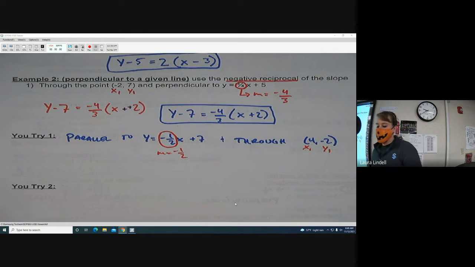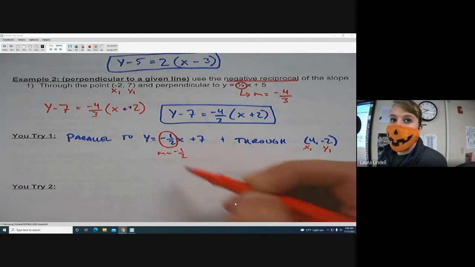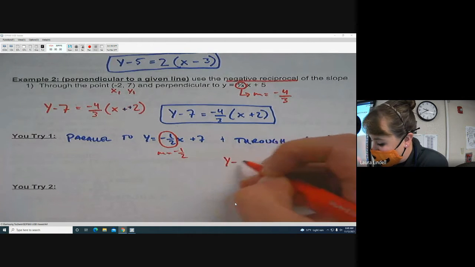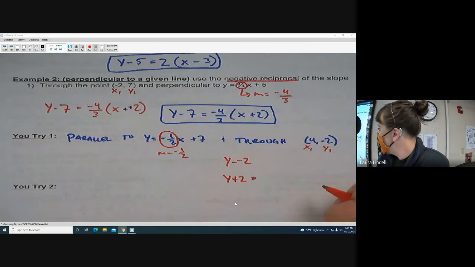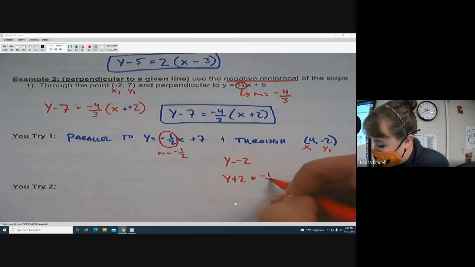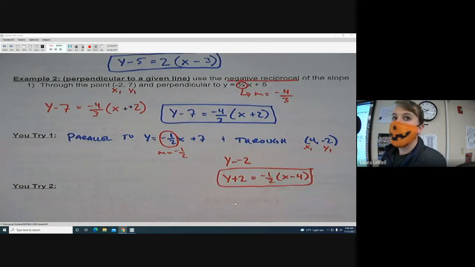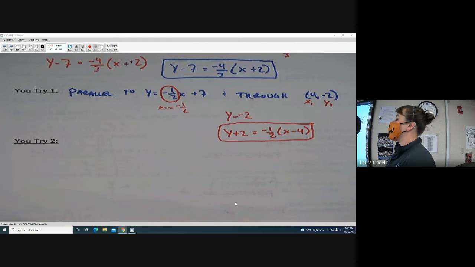All right, here we go. On this one, we should have gotten that our slope is going to stay negative 1/2. X1 is 4, Y1 is negative 2, so we get Y minus negative 2, which you can then turn into Y plus 2 if you would like, equals negative 1/2 times X minus 4. Any questions from that one? Any numbers we're not sure where they came from? Okay. Then you guys get to try another one.